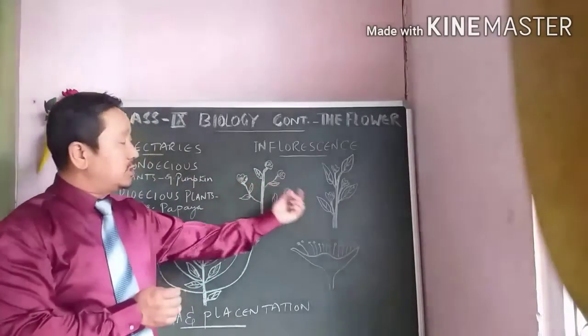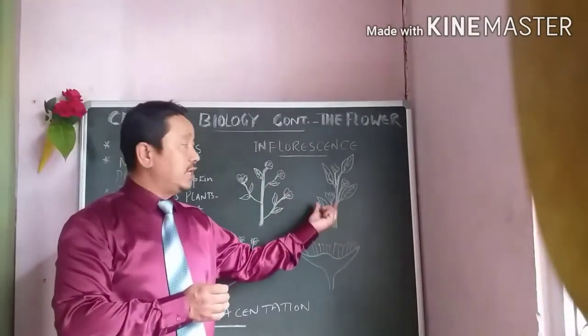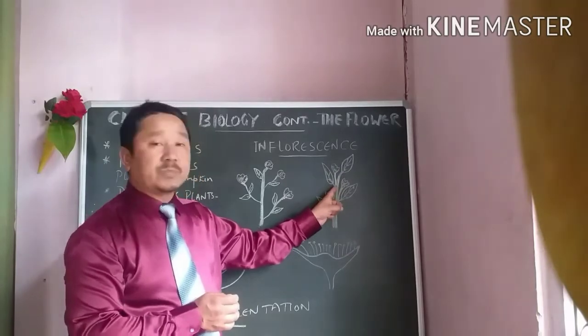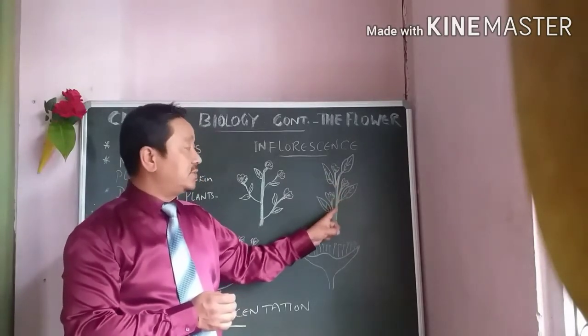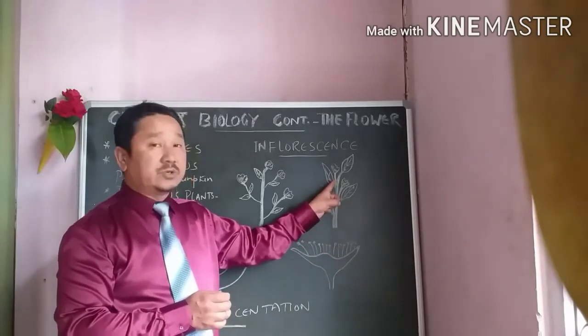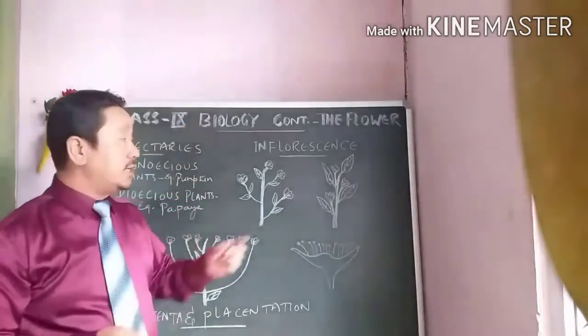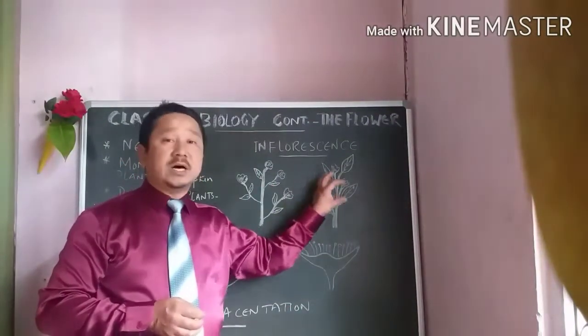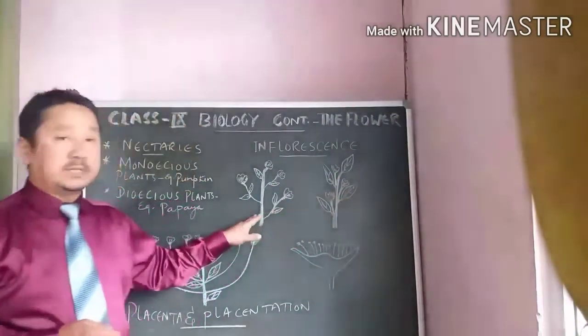And on the other side you see how the flowers are arranged here. Here the flowers are produced at the axils of the leaves. This is from this axil, from this axil. So they are grown at the axils of the leaves, which is different from the first.